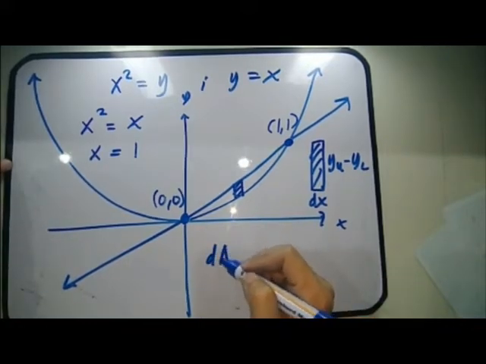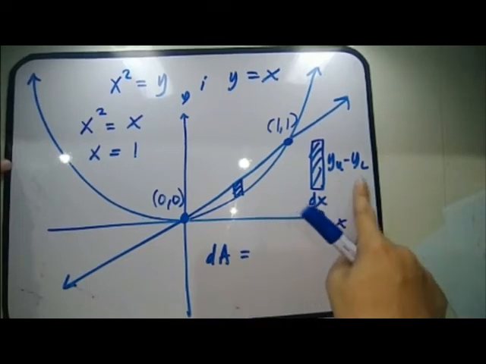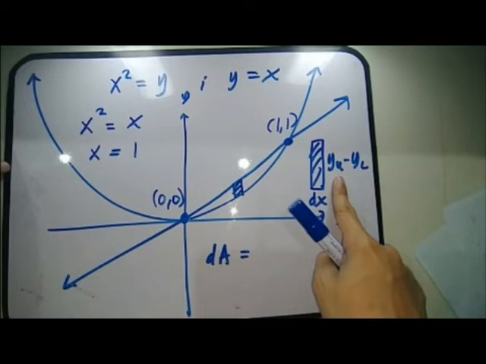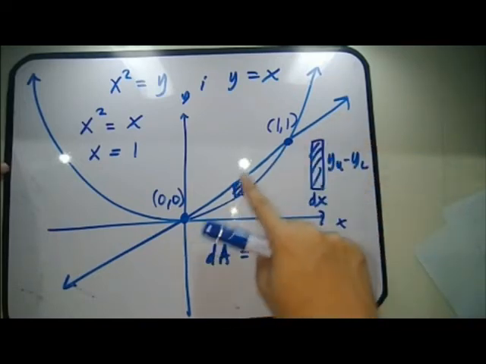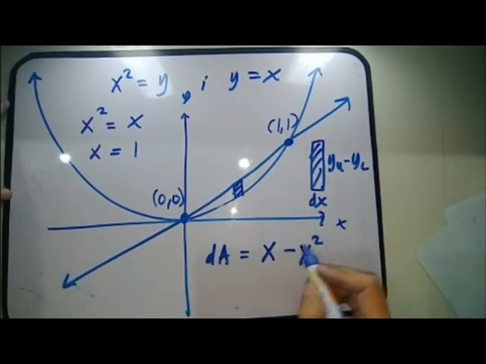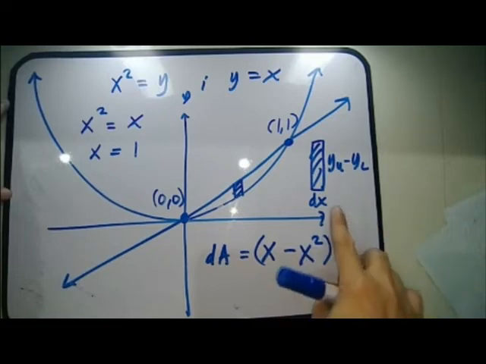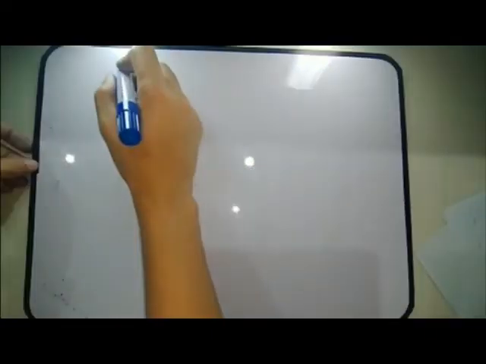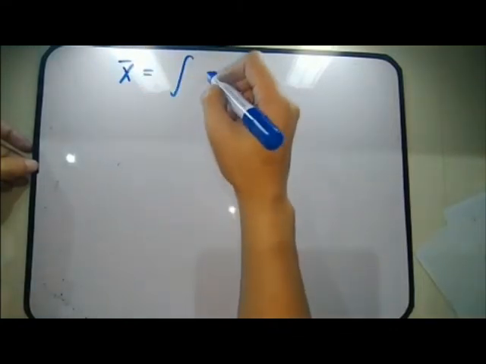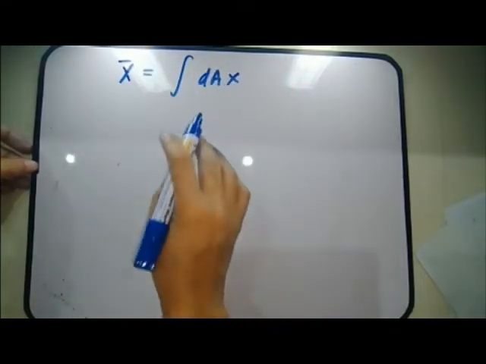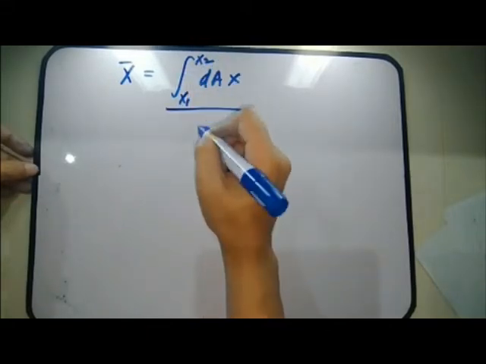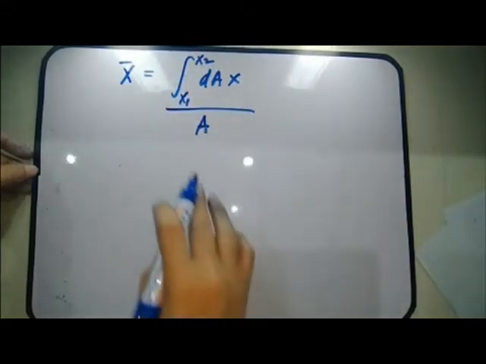So differential of A is equal to length times width. We have here y upper. So yung y upper natin guys is yung line y is equal to x. Then yung y lower is yung y is equal to x squared. So differential of x. So this will be our differential area. So input natin yung formula. So this is the integral of dA times x from x1 to x2 all over yung total area, A. So let's find A.